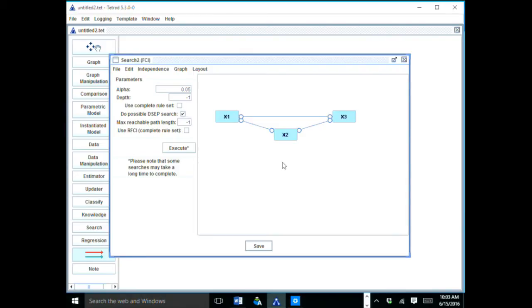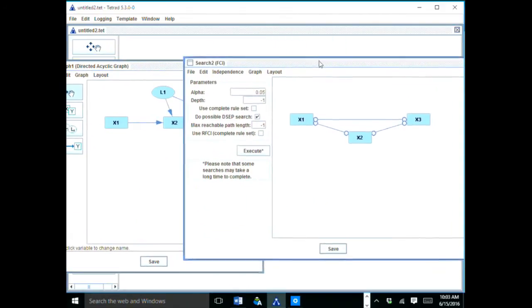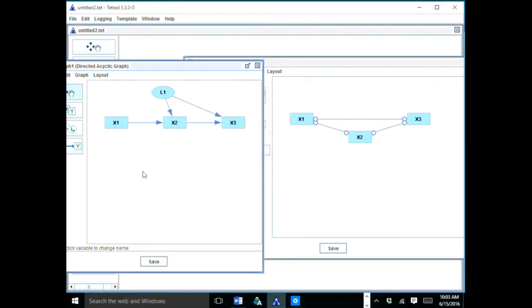Got it? Clear? Okay, yeah. Can you go back to your directed acyclic graph for this? Can I go back to the graph? So I'm sorry, here's the graph, and there's the output of the FCI algorithm.